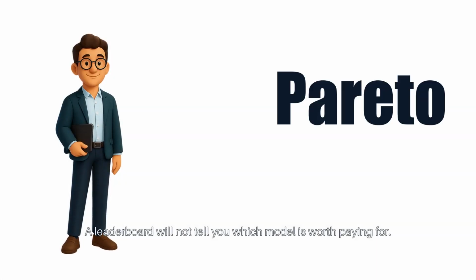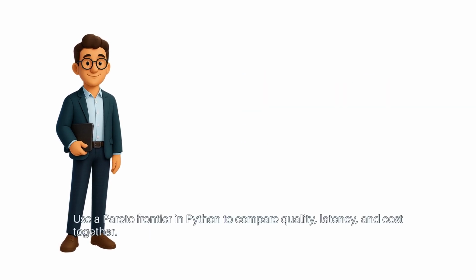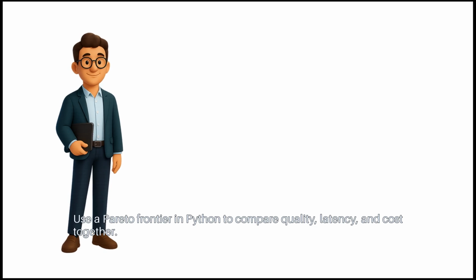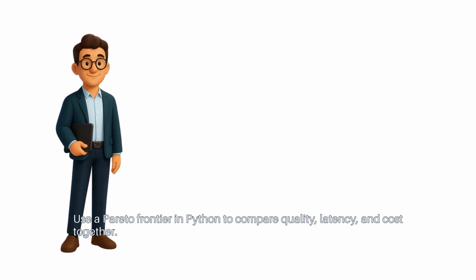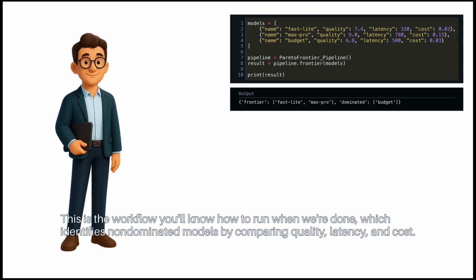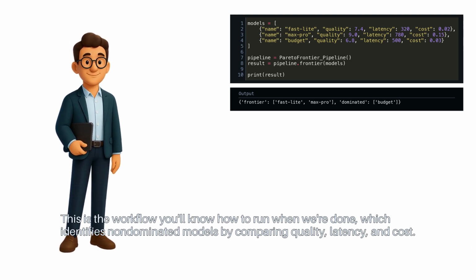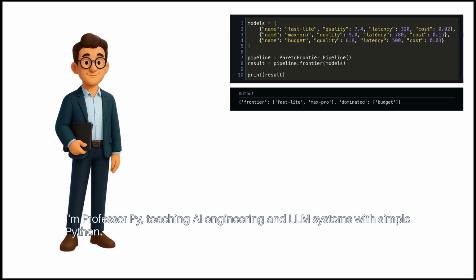A leaderboard will not tell you which model is worth paying for. Use a Pareto frontier in Python to compare quality, latency, and cost together. This is the workflow you'll know how to run when we're done, which identifies non-dominated models by comparing quality, latency, and cost. I'm Professor Pi, teaching AI engineering and LLM systems with simple Python.